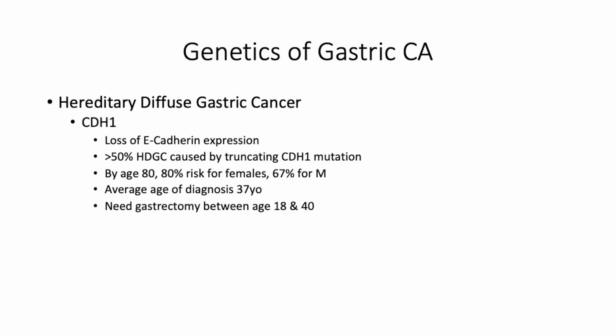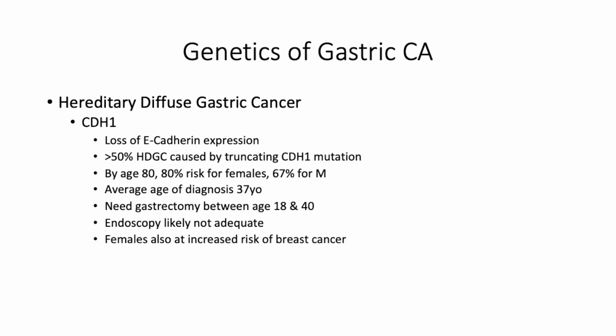Average age of diagnosis is 37 years old, so these are young patients. They need gastrectomy between the age of 18 and 40 according to the recommendations. Some people have recommended endoscopy starting at the age of 18, but the problem is with diffuse gastric cancer, there's often not a precursor lesion. So these patients will go from having a totally normal endoscopy to having diffuse type gastric cancer in between scopes, and so generally it's just recommended to do a gastrectomy.